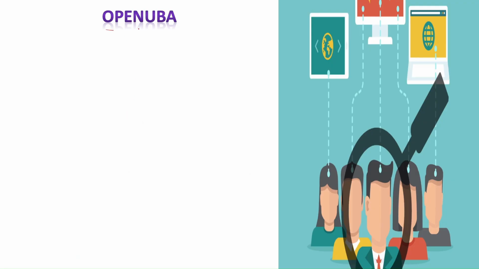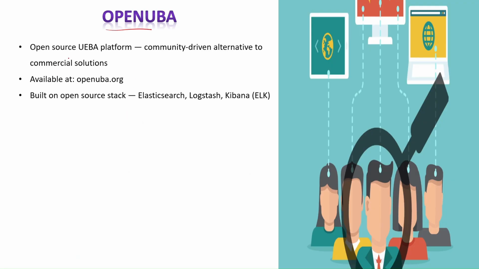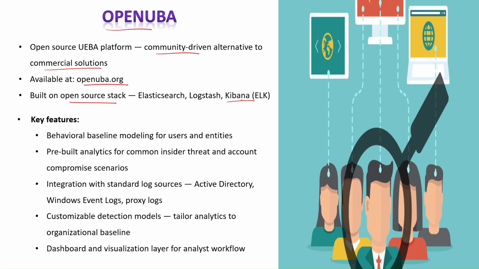OpenUBA. It is an open source UBA platform, a community-driven alternative to commercial solutions. It is available at openuba.org. It is built on an open source stack, that is Elasticsearch, Logstash and Kibana, known as ELK.